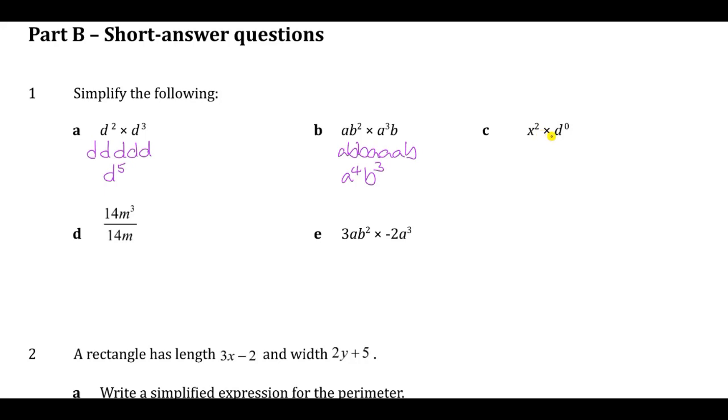X squared times d to the 0. If you remember, anything to the power of 0 is 1. 1 times anything is the anything. So 1 times x squared is x squared.